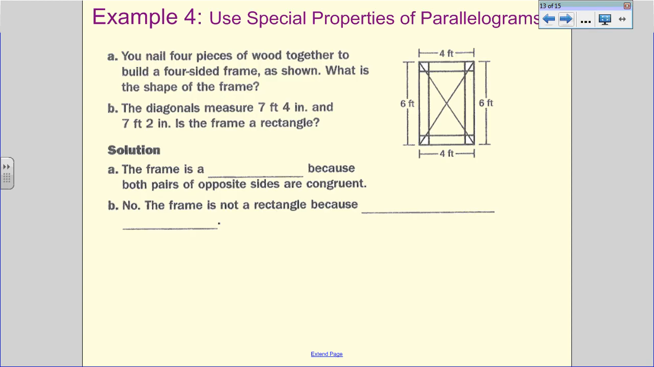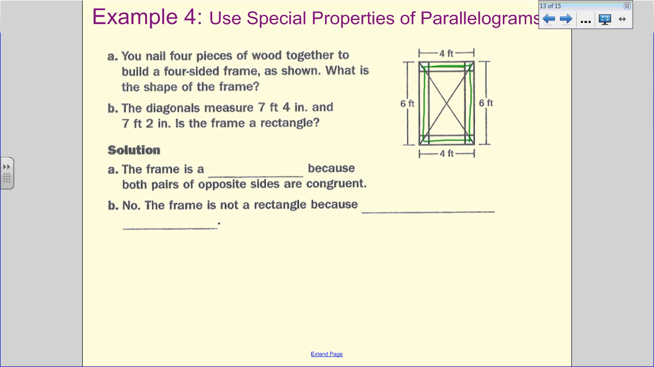Using the special properties, you nail 4 pieces of wood together to create a 4-sided frame. So we have a piece of wood here, here, here, and here. So here's our frame that we've created. What is the shape of the frame? So we want to know, is it a rectangle? Is it a square? Is it a parallelogram?